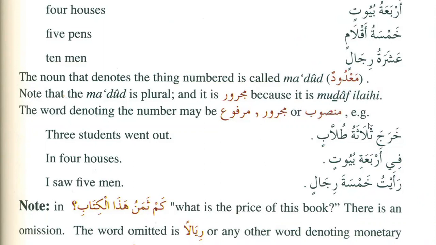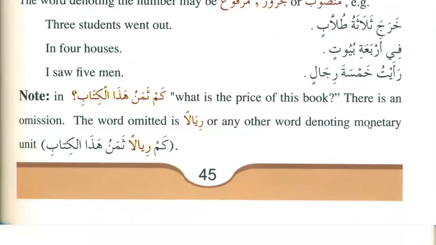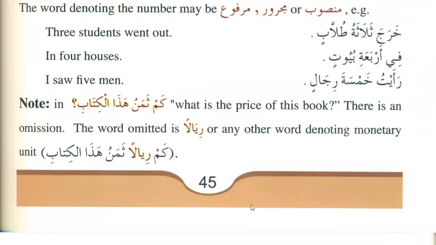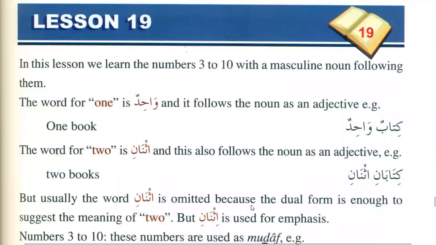Note that: Kam thamanu hadha kitabin? You said what, teacher? Kam thamanu hadha kitabin, what is the price of this book? There is an omission. The word omitted is riyalin, or any other word denoting a monetary unit. Kam riyalan thamanu hadha al-kitabi. So all these are the previous rules that you have already studied in naat, manut, and muzaf, muzaf ilay.